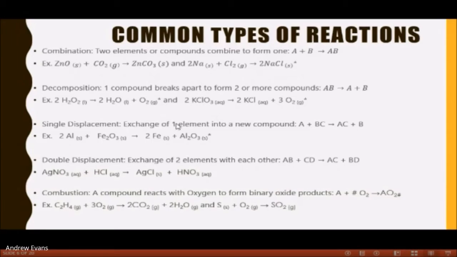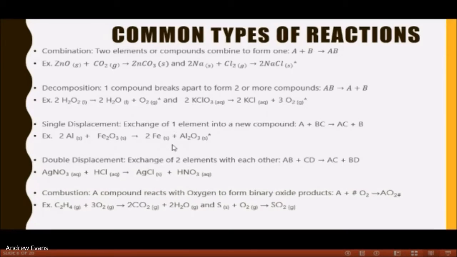Now, these next two are a little different, but single displacement is where one element exchanges places with a compound. So the generalized reaction is A plus BC goes to AC plus B. The C is the anion. The A and the B would normally be cations, like metals. So, for example, the thermite reaction. The aluminum and the iron swap places. The aluminum switches with iron oxide to form aluminum oxide and solid iron. So we're just swapping places with one molecule, thus the single displacement.